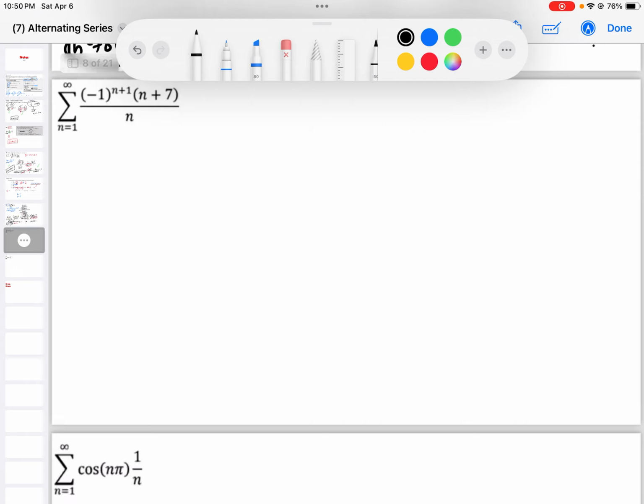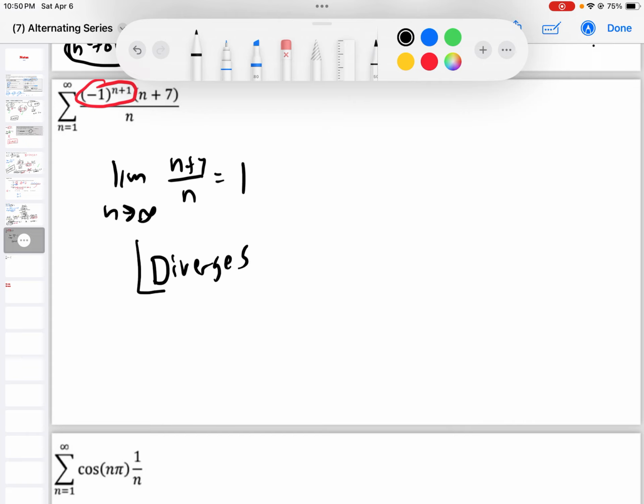All right, second to last one. You could pause the video if you want to try this on your own. Here's your chance to pause it. Okay, unpaused. That's the alternating part. So I need to check, is the limit as n goes to infinity of the a_n part equal to 0? No, it is not. If one of the conditions fails, the alternating series test says it diverges. Easy peasy. Last one.